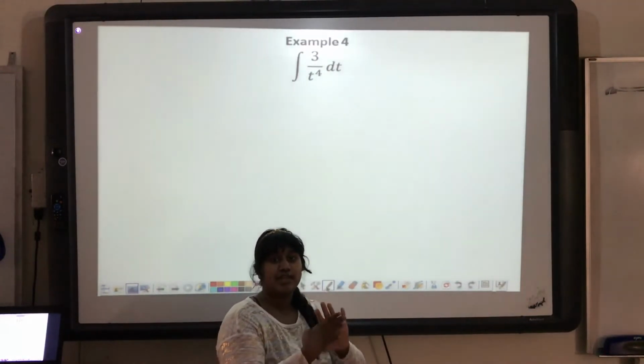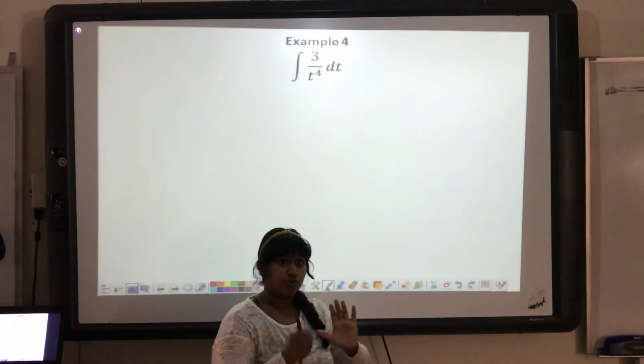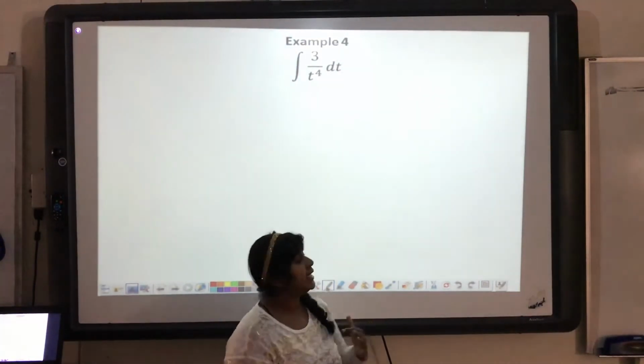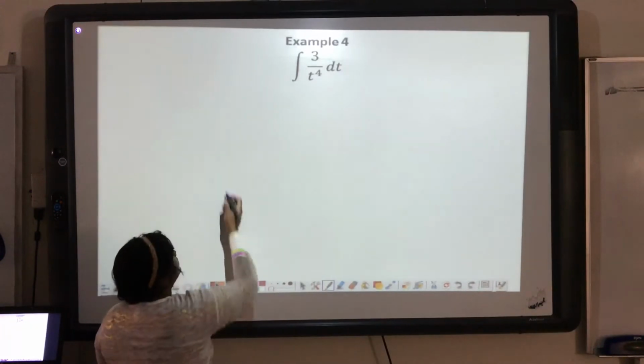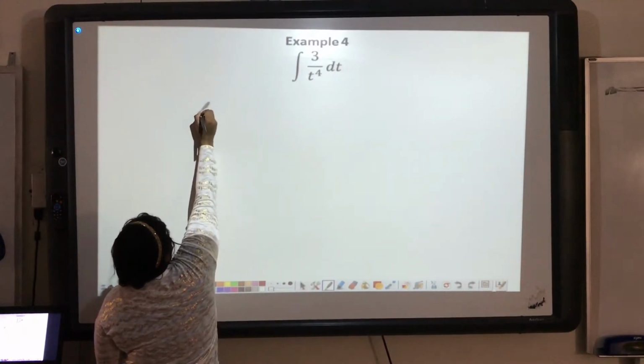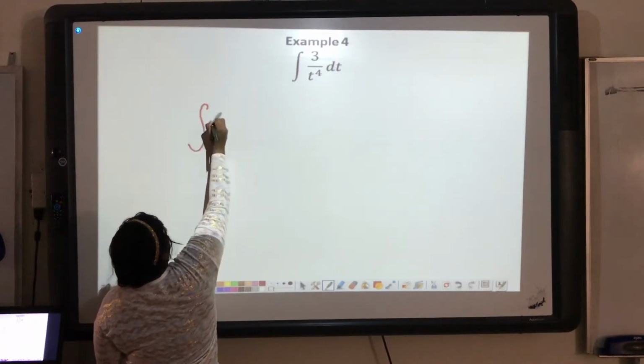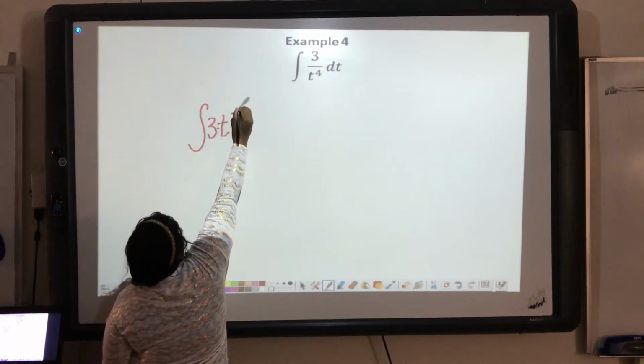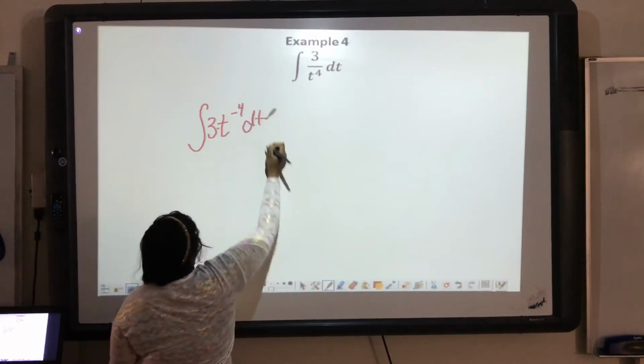I have to change that exponent. And what do I change it to? Drag it up or drag it down? I make it negative. So this now becomes, instead of the integral of 3 over t to the 4th, it becomes the integral of 3 times t to the -4th dt.